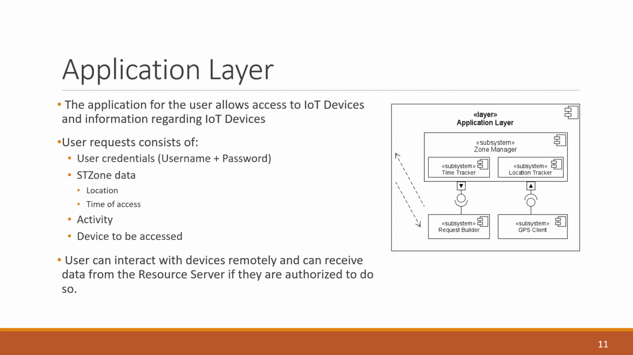So lastly, we have the application layer. The application is for the user to be able to access the IoT devices remotely and access information regarding those devices remotely. User requests contain things like their credentials, their SD zone data, which is again their location and the time of access, what activity they want to do in the system, and maybe what device they want to access. So things like that are sent. They can use this application to perform those functions, to modify devices, to read information, things like that.